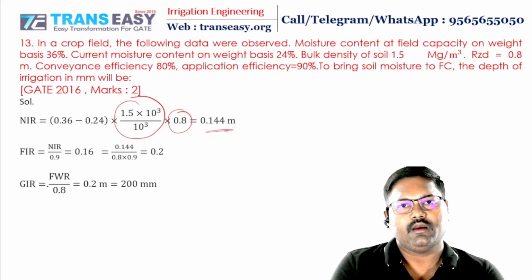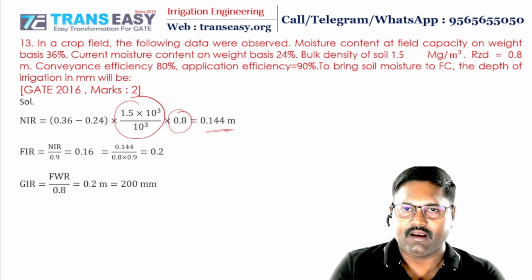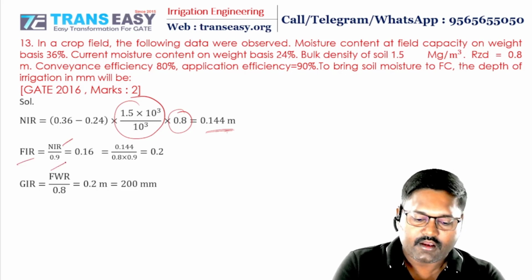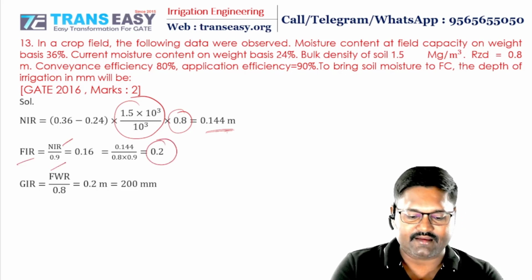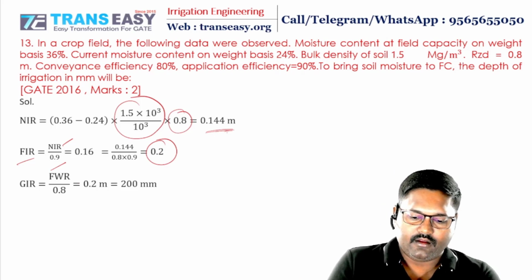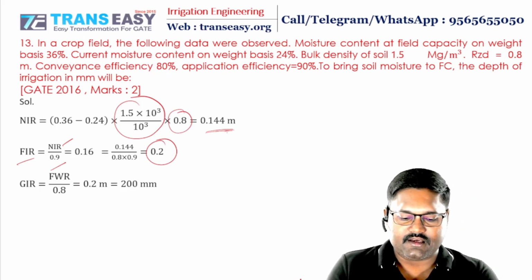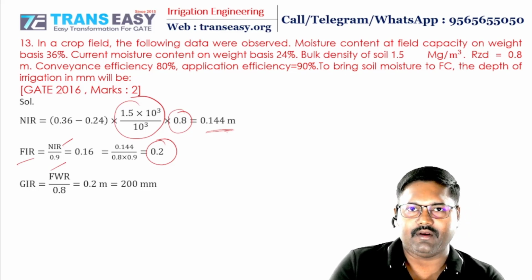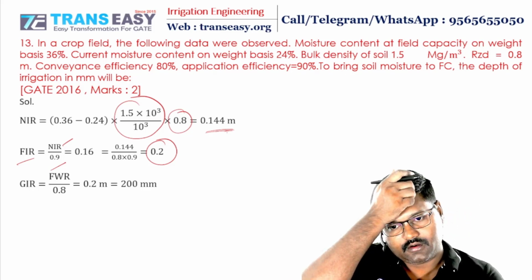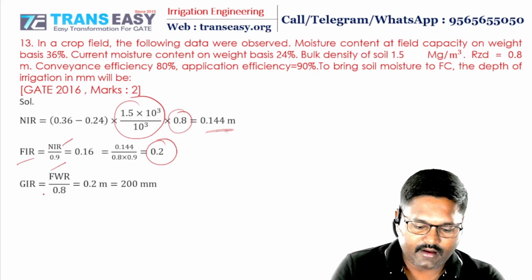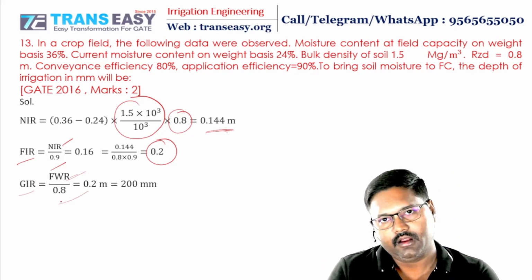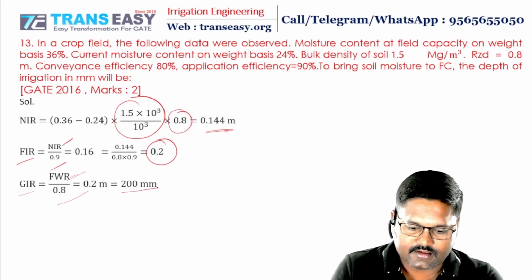We know net irrigation requirement upon field irrigation requirement is equal to application efficiency. So field irrigation requirement is equal to net irrigation requirement upon application efficiency. So this is field irrigation requirement, right? Conveyance efficiency is equal to field water requirement, field irrigation requirement upon gross irrigation requirement, right? So gross irrigation requirement is equal to field irrigation requirement or field water requirement upon conveyance efficiency. Guys, this is your answer.